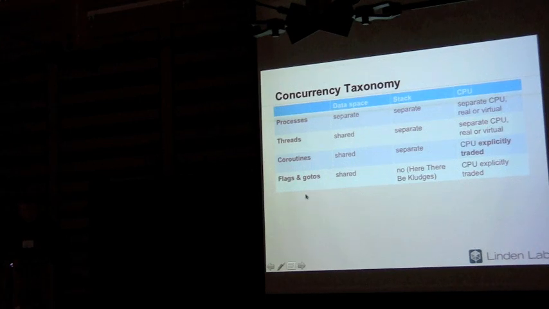Within each process, you can run some number of threads. Threads are lighter weight in that they all share the parent process's data space. In fact, the original Unix term for thread, still visible in GDB, is lightweight process, or LWP. Each still has its own stack and its own CPU.